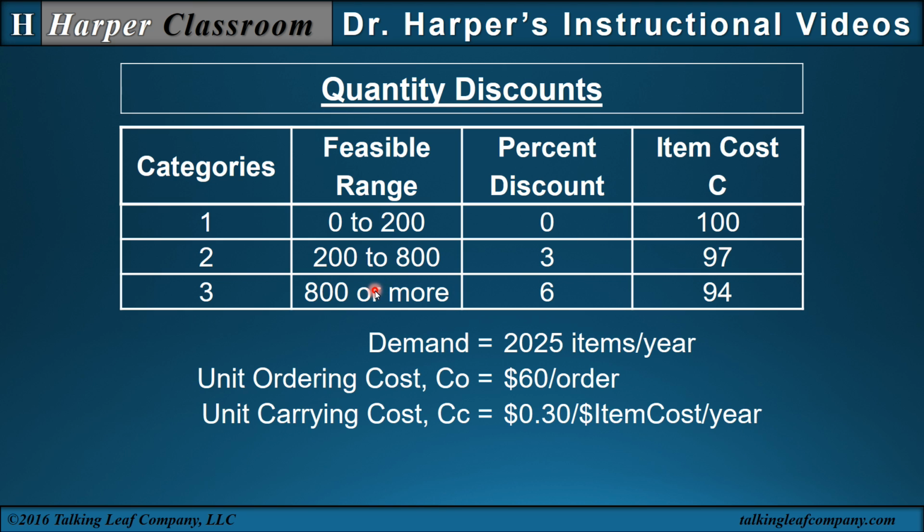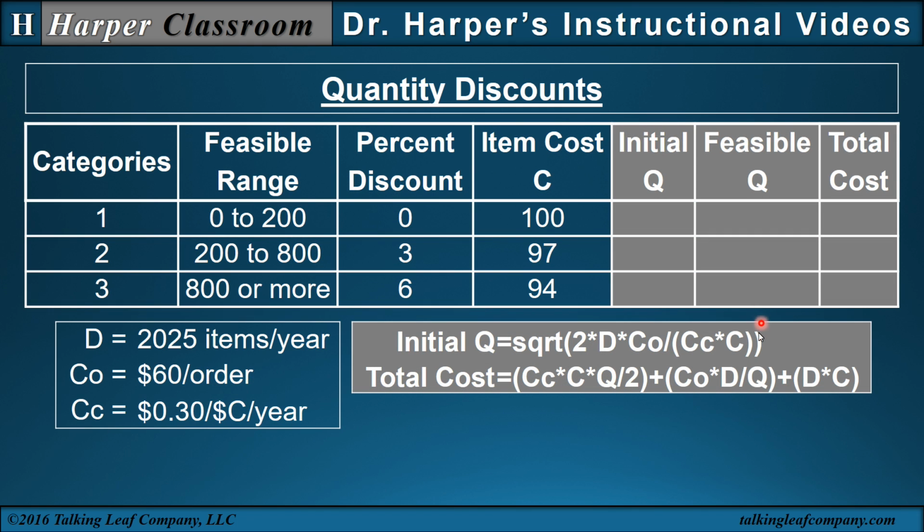If we purchase over 800 items, we can have a 6% discount on the $100 item cost and purchase all the items for $94. So what is our order quantity to minimize total cost, or EOQ, if our demand is 2,025 items per year and it costs $60 to place an order, and to carry one inventory item over a year, it costs 30 cents per dollar of the item cost, which is $100, $97 or $94? That's the problem setup. Now let's look at the solution procedure.